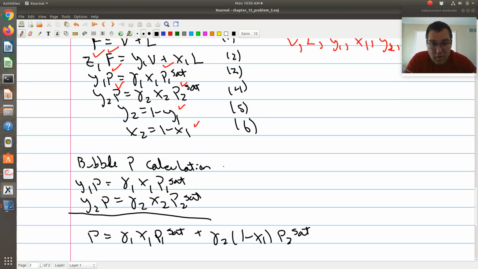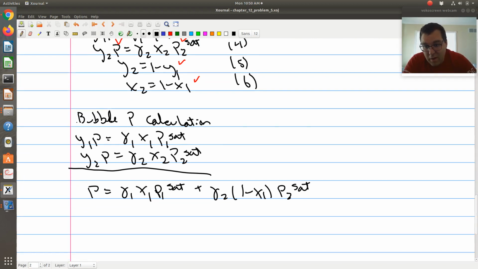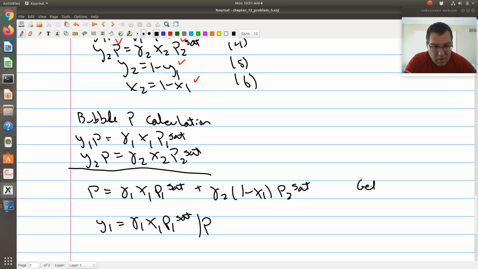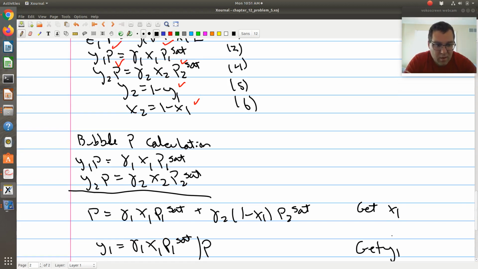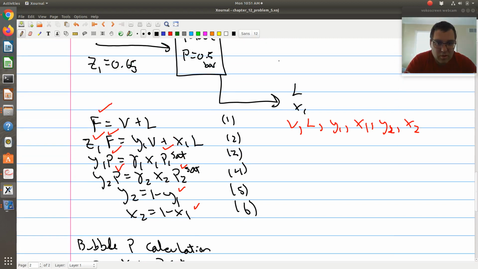Once you have x1, you have x2 via equation 6. Once you have x, then I can get y, because I just go up to one of these two equations, and y1 would be gamma 1 x1 P1 sat divided by P. So once I get x1, then I can get y1, and of course you get x2 and y2 via equations 5 and 6. And then once you have those, you just have to go up and solve your mass balance. Those you could solve simultaneously, or you could set them up to solve sequentially. So it's not that bad of a problem.